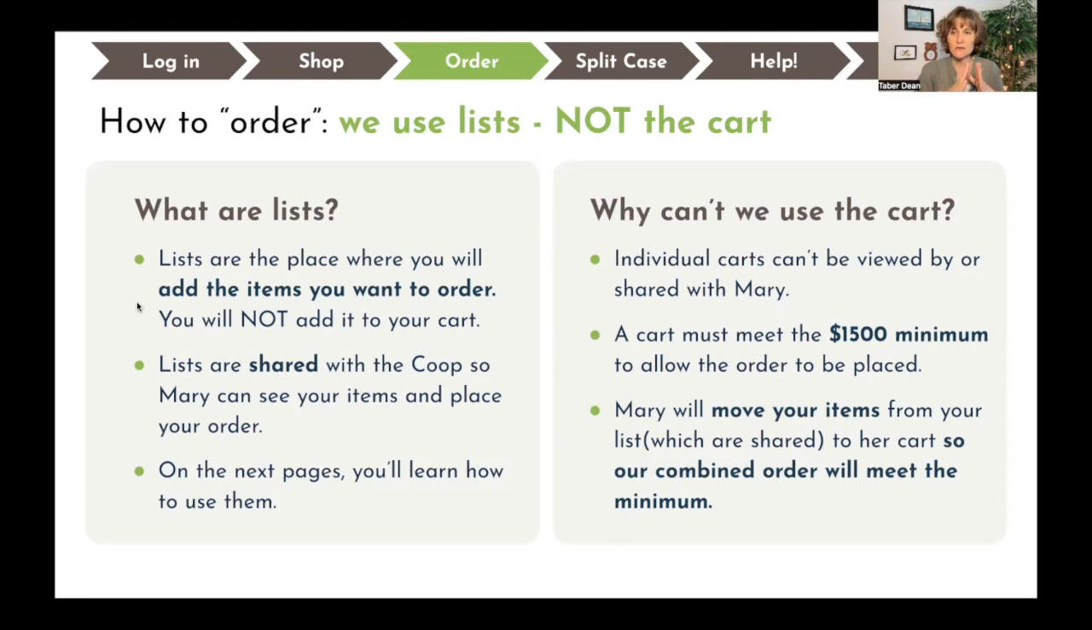And like I said, we can't use the cart because Mary can't see it, which means she won't be able to place your order. Additionally, each individual cart, including your cart, must meet a $1,500 minimum in order for the order to be placed. Now, when we combine all of our orders, when all of our lists get combined and Mary moves them into her cart, we'll clear that $1,500 minimum. But it's unlikely that your personal order would give you that minimum amount that you need.